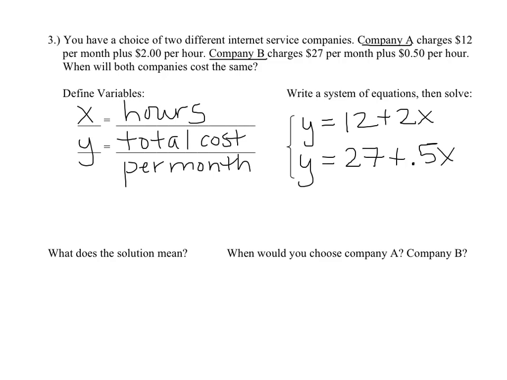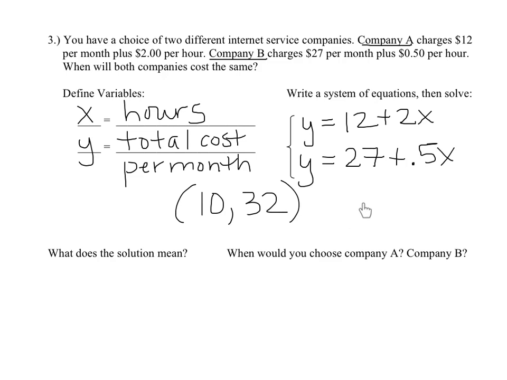If you've got it, you should have gotten here that x is 10 and y is 32. So the solution is 10, 32. So now, what in the world does this solution mean? Well, we said that x was the number of hours, right? So we said 10 would be the number of hours, and y would be the total cost.